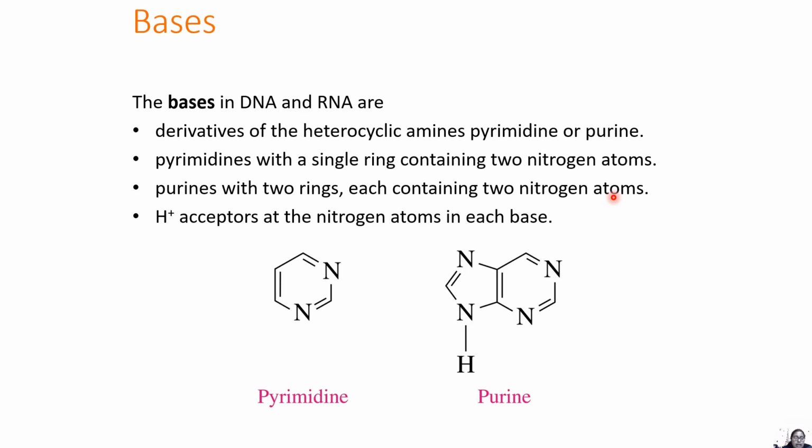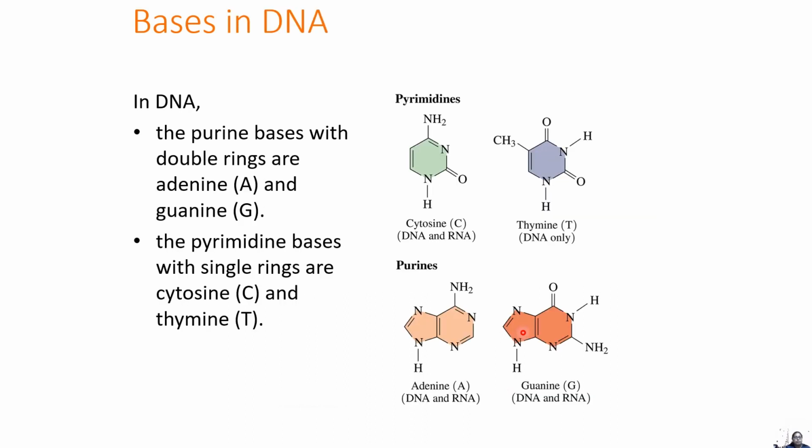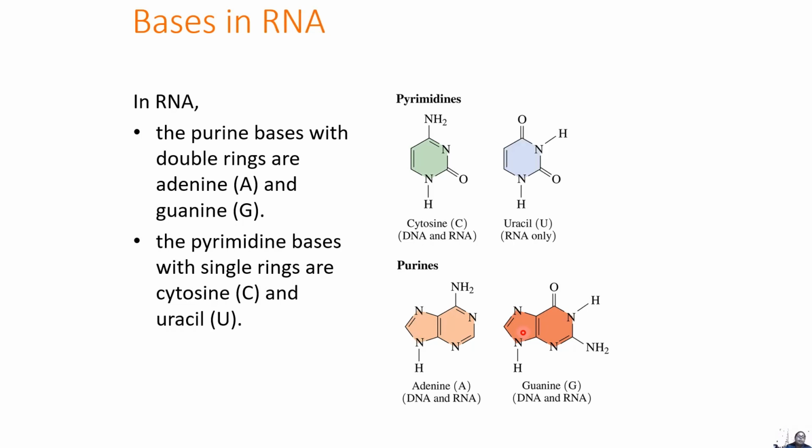Okay. Now the bases in DNA and RNA are derivatives of the heterocyclic amines pyrimidine or purine. Pyrimidines with a single ring containing 2 nitrogen atoms, and purines with 2 rings containing 4 nitrogen atoms. So the H plus acceptors are the nitrogen atoms in each base. Okay, so in DNA, we have cytosine, thymine, adenine, and guanine. In DNA, the purine bases with double rings are adenine and guanine, and the pyrimidine bases with single rings are cytosine and thymine. Whereas in RNA, the only difference with respect to the identity of bases is that we don't have thymine, we have uracil in place of that. So the purine bases with double rings are adenine and guanine, and the pyrimidine bases with single rings are cytosine and uracil.